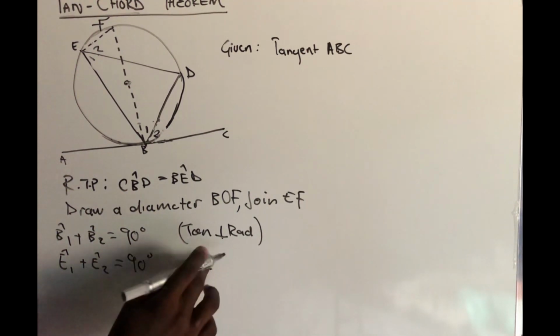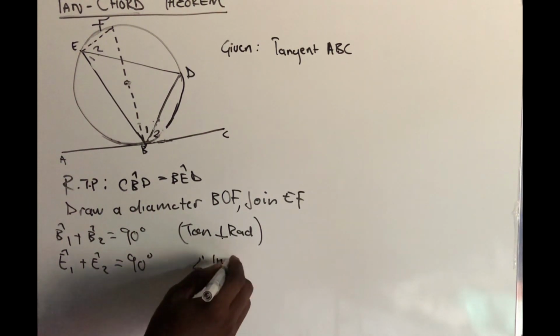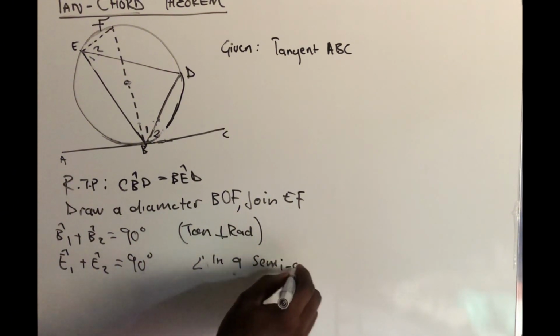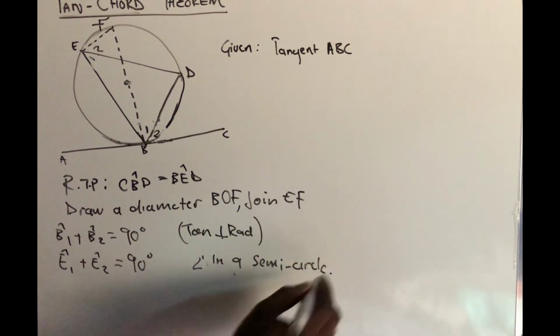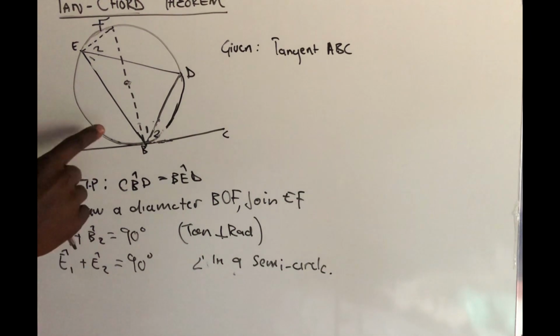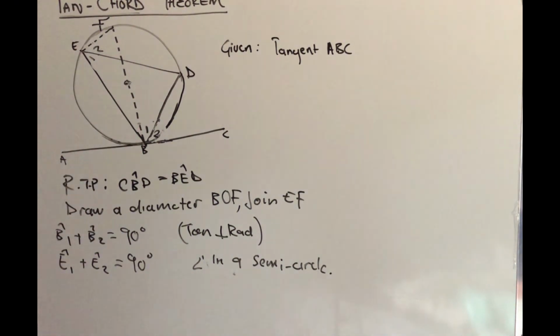angle in a semicircle. And then now we can see that angle B1 and angle E2 are equal.